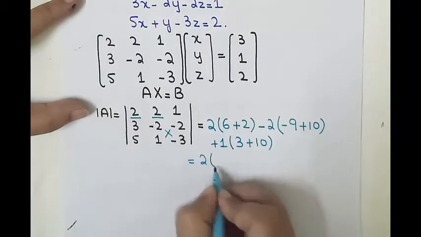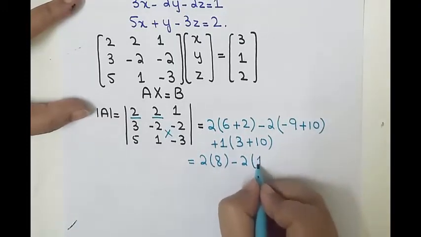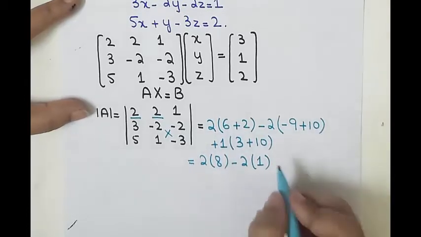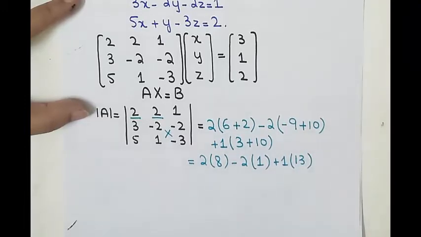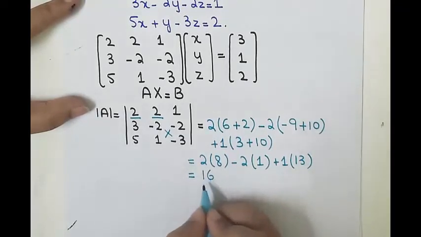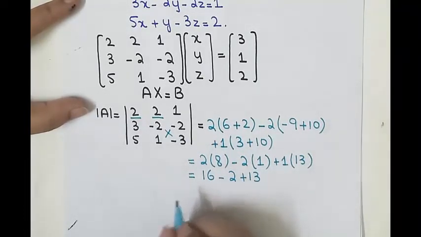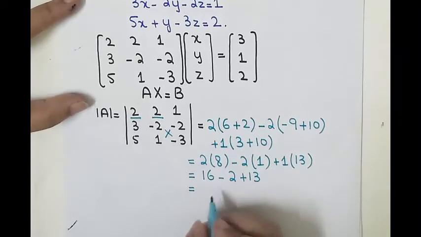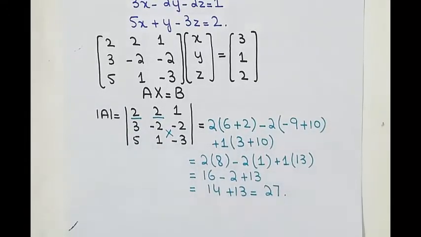which is equal to 2 times, 6 plus 2 is 8, minus 2 times, minus 9 plus 1 plus 10, this is equal to 1 times, 3 plus 10 is 13. Then we have 2 times 8 is 16, minus 2 plus 13. 16 minus 2 is 14 plus 13. So this is equal to 27. So the first step is solved. We have found the value of the determinant of A.